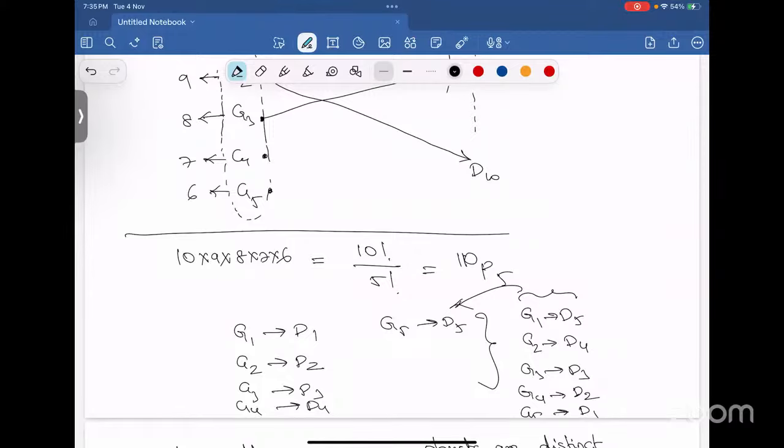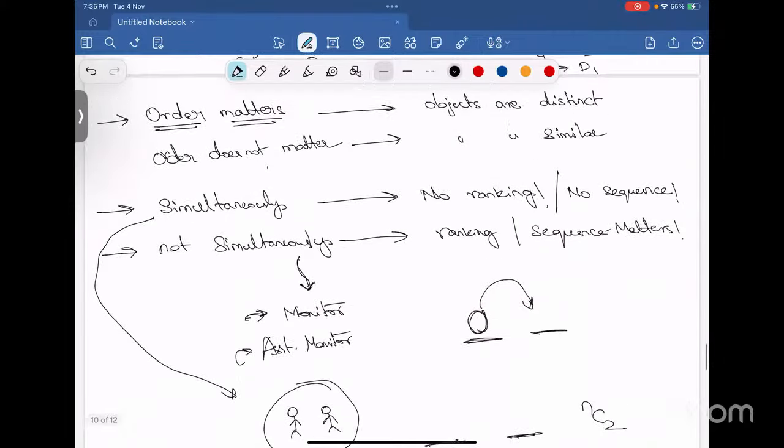Okay. So basically these are permutation cases. Again, order doesn't matter when it is a combination case. Okay. So that is about order matters and order doesn't matter. Hope this is clear. If not, please do ask.